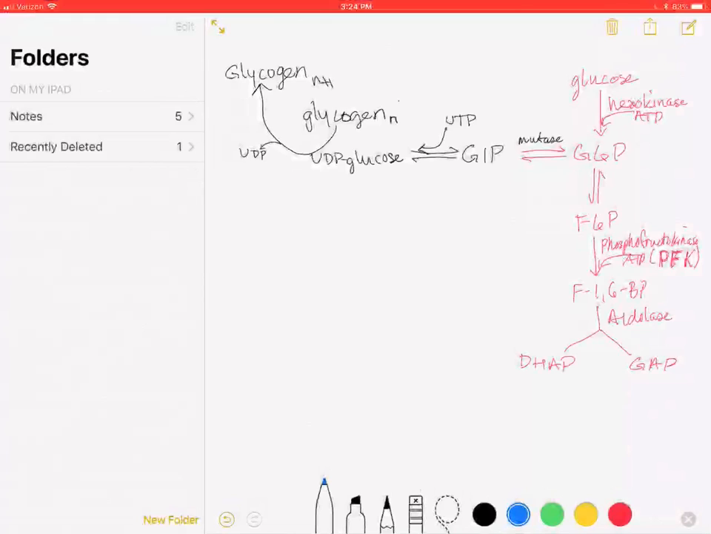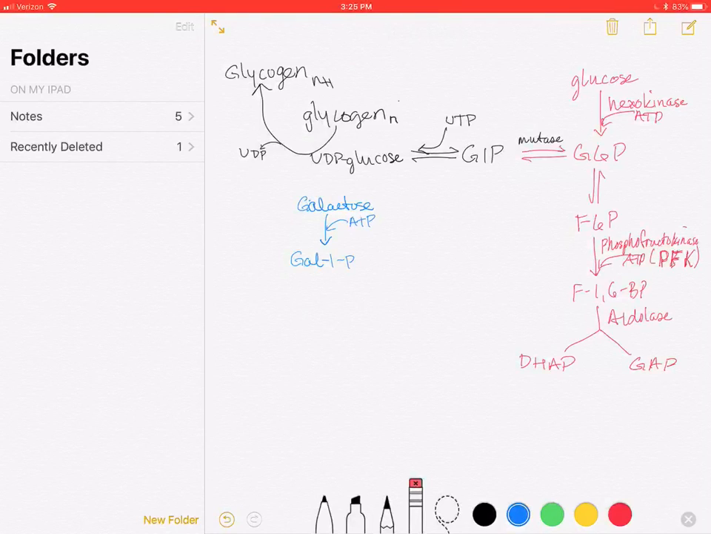So galactose, I'm going to write it in blue. Just like fructose, the first thing that happens to galactose is it gets phosphorylated. An ATP is used to phosphorylate it, and instead of going on the 6th carbon, it goes on the 1st carbon, so it's galactose 1-phosphate. You can guess that a kinase does this, a galactose kinase. I probably don't have enough room for that whole word, so I'll erase it, but you need to know that.